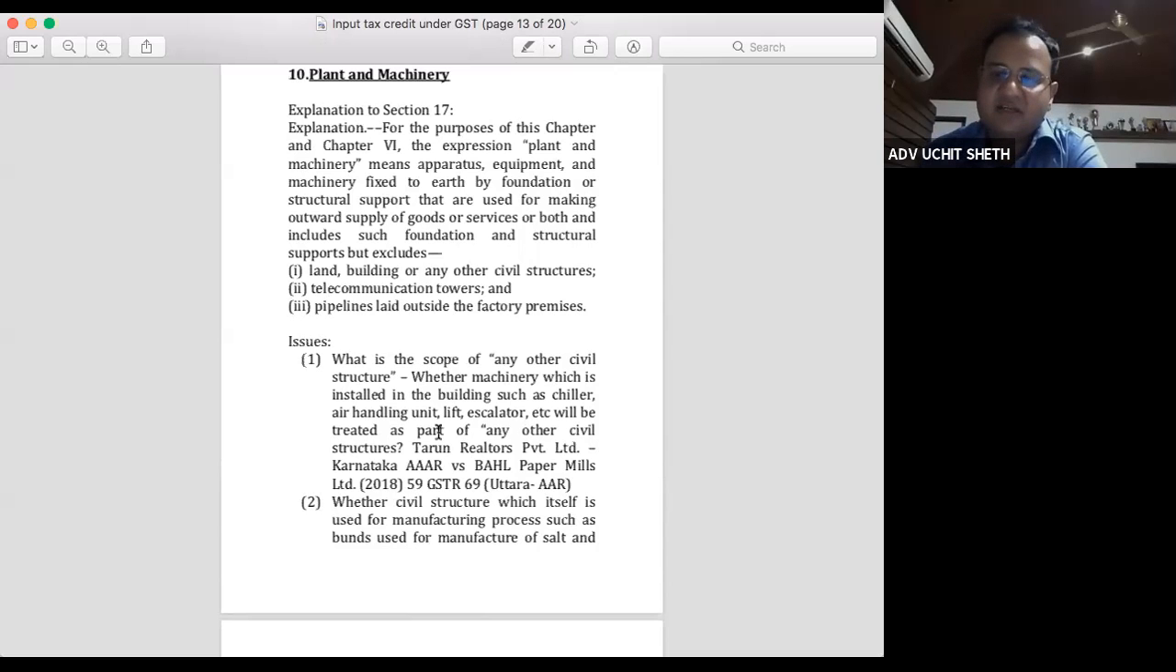So plant and machinery is defined to mean something which is embedded to the earth. So ipso facto, by it being embedded to the building, it does not become part of the building. If it is a machine, you are entitled to input tax credit. But if it is only a building, then you are not entitled to input tax credit. We know in the context of income tax, the Supreme Court has taken the view that even a building can be a plant. But for GST purposes, it is expressly provided that land, building, or any other civil structure will not be a plant. So whatever is only housing the machinery, that will not be a plant. But if the machinery itself is embedded, that continues to be a machine and you should be entitled to input tax credit.